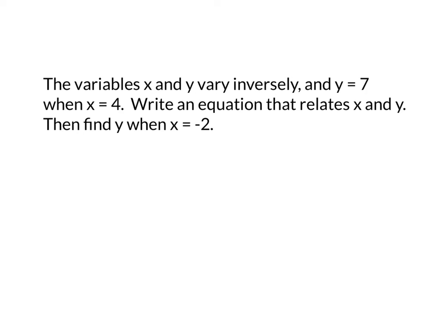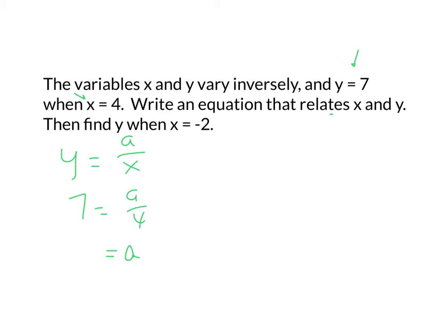All right, the variables x and y vary inversely, so that means this is true: y equals a divided by x. And y equals 7 when x equals 4. Okay, so y is 7 when x is 4, without an equation that relates x and y. So if I'm going to do that, that means find the constant of variation.